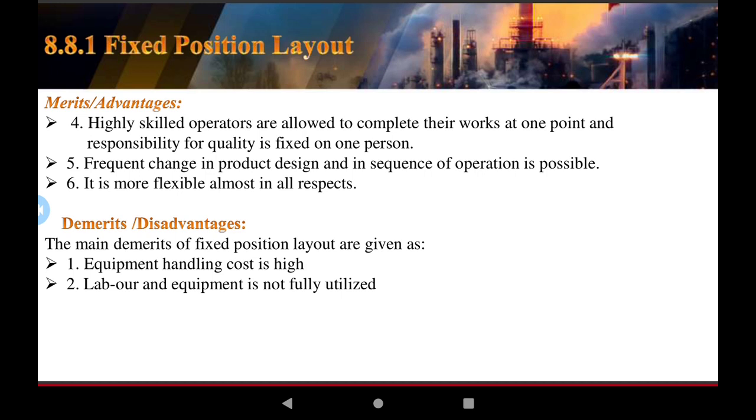These are the merits, or advantages. The main demerits of the fixed position layout are as follows: the equipment handling cost is high, labor cost is high, and the equipment is not fully utilized. Okay.